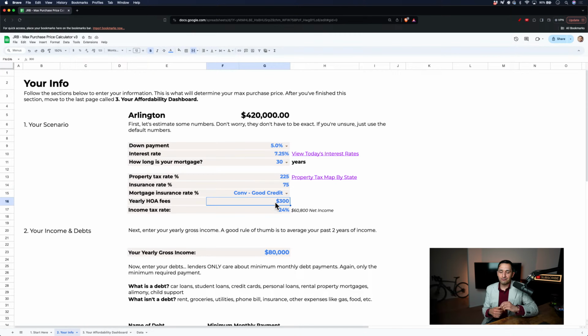Yearly HOA fees. If you're buying a new build in Arlington, you're most likely going to enter an HOA. Now, a lot of communities in Arlington don't have an HOA. So more established homes don't really have an HOA. In the past 10 to 15 years, that's when most of the HOAs started becoming very, very popular. So if your home is older than 10 to 15 years, chances are you're not going to be in an HOA. Most of the houses in Arlington don't have an HOA. It's going to be the newer builds that do.